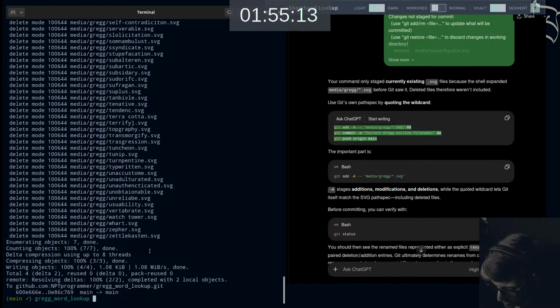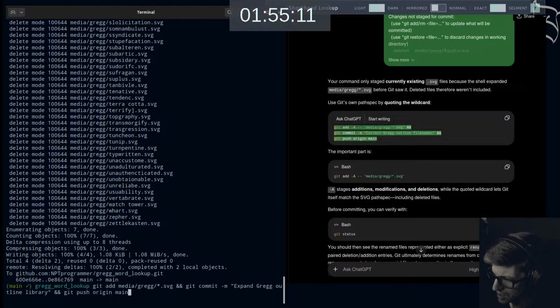Very nice. So what's the difference between those two commands? Git add and git add -A. Yep, interesting. All right, well, we're done.